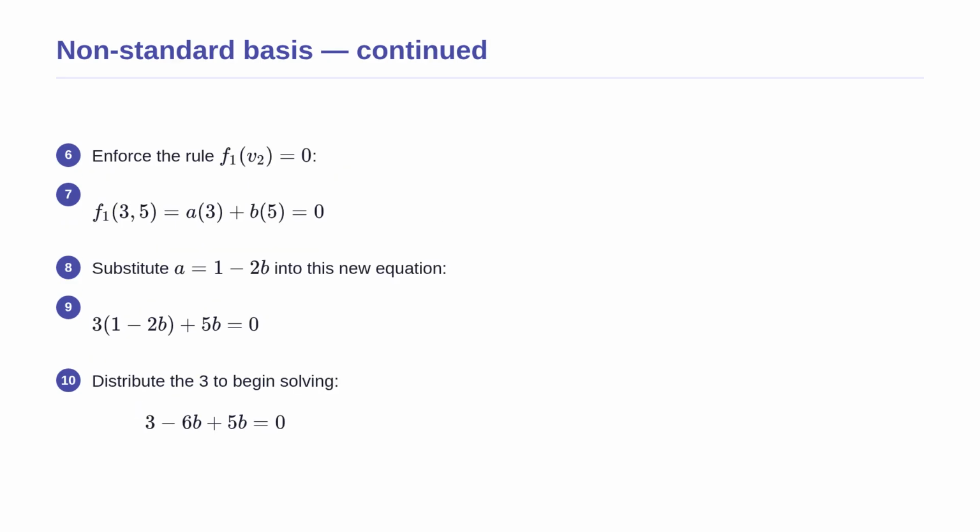Continuing our search for the dual basis, we apply the second rule. f1 acting on v2 must equal 0. This gives us 3a plus 5b equals 0. Now, we take our expression for a from the previous step and substitute it directly into this new equation. By doing this, we eliminate the variable a entirely, leaving a simple algebraic equation with only one unknown, b. We distribute the 3 into the parentheses, which gives us 3 minus 6b plus 5b equals 0. We are now very close to finding our functional.